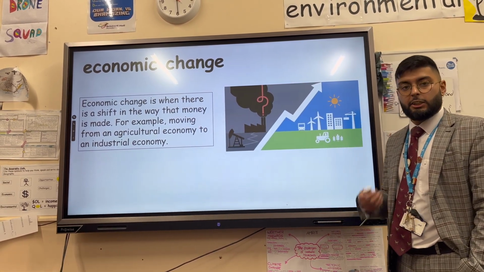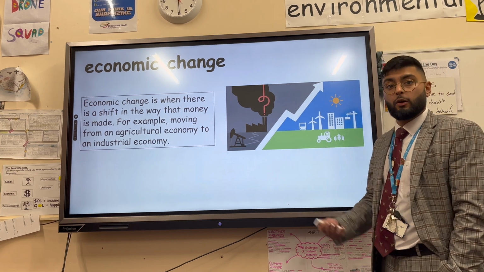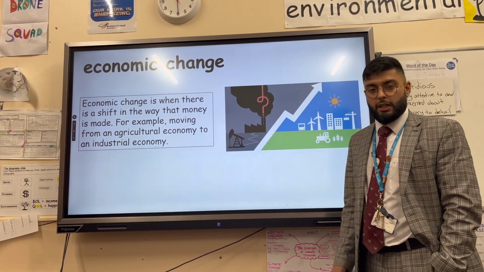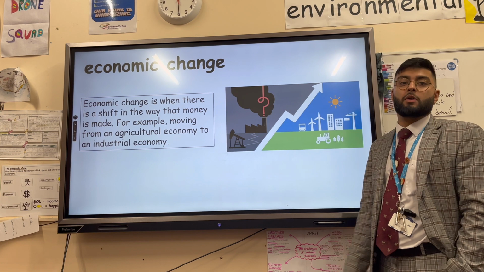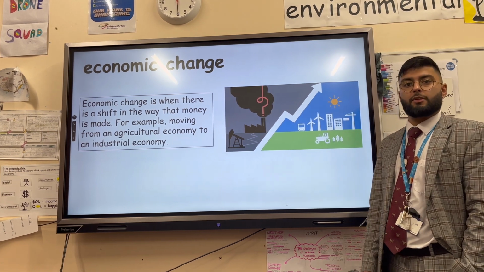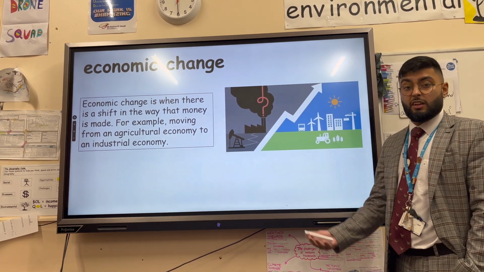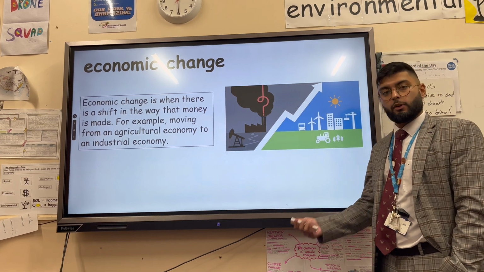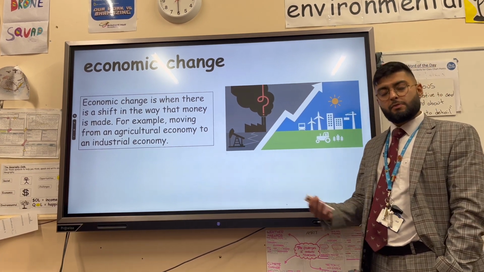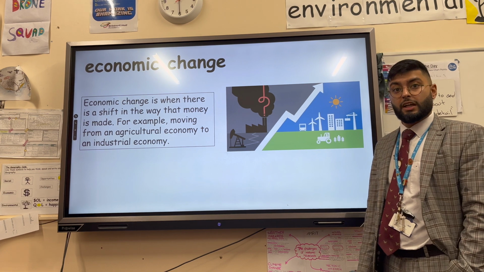Okay, economic change. Economic change is just when a country or place changes how it makes money. For example, before the Industrial Revolution, most of the UK's money was made through agriculture. Then in the Industrial Revolution, it was made through manufacturing, but now it's mainly made through the service sector, the tertiary sector.